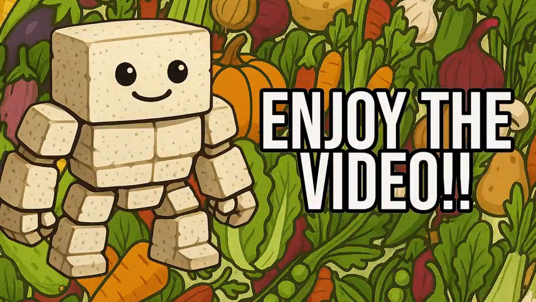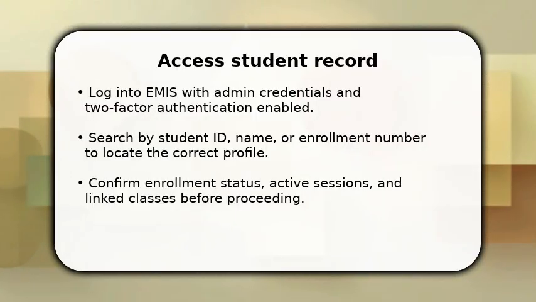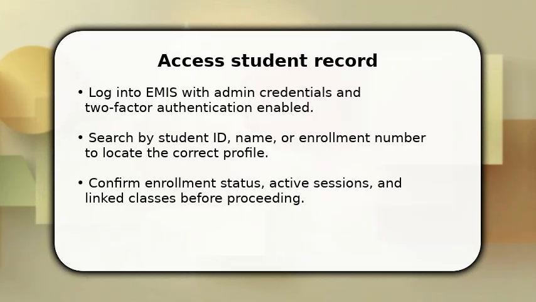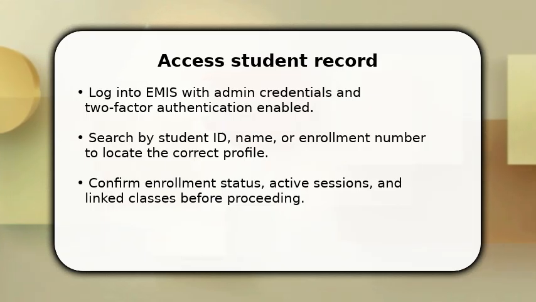Please enjoy the video. You start by signing into Emis with your administrator account. Authenticate fully so changes are auditable. Once logged in, search using the student ID to avoid duplicates and verify the matching record.